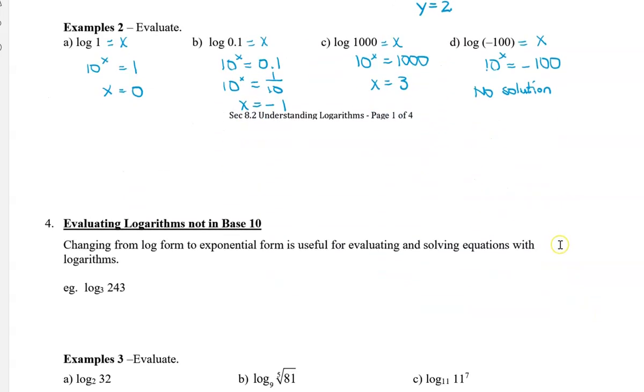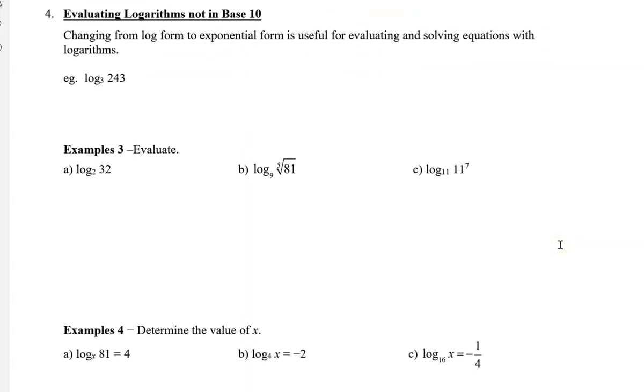In the next set of examples, we're going to take a look at why it's actually nice to know how to change from log form to exponential form. So here we have log base 3 of 243. If we set this equal to x, remember that this would mean 3 to the x equals 243. So what power of 3 will give us 243? Well, if you know your base 3 times tables, x would equal 5.